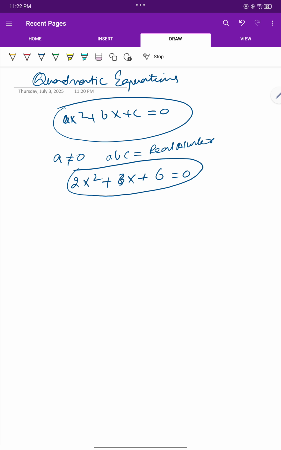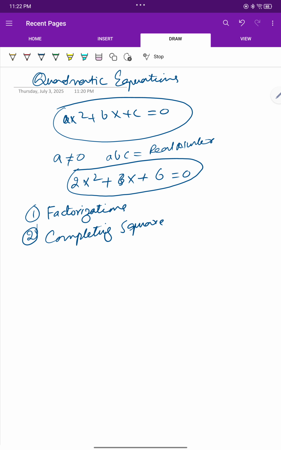So how can we find the solution of a quadratic equation? First, we can do by factorization. Second, completing square. This is also a method where we can find the solution of a quadratic equation in exam. These are the exam questions. And another third one is quadratic formulas.